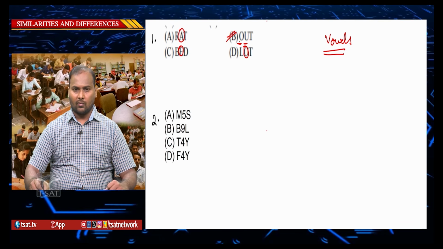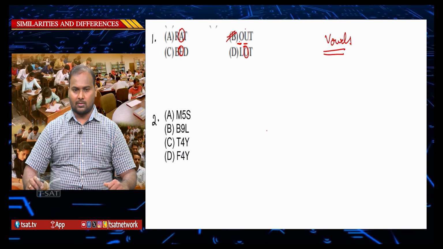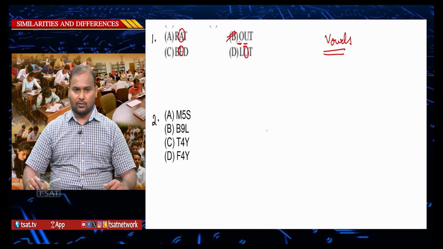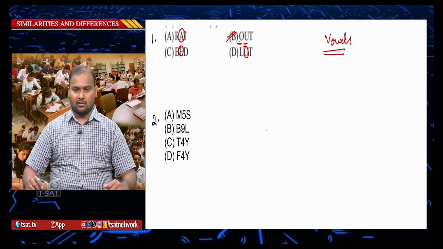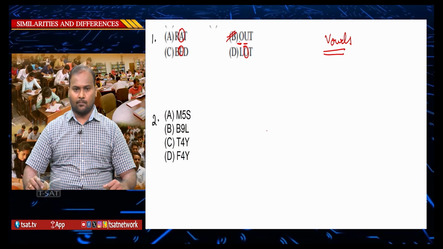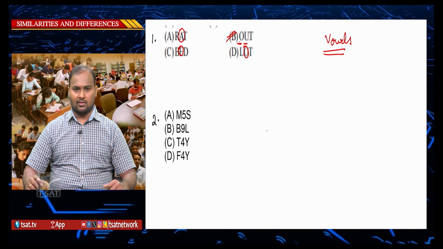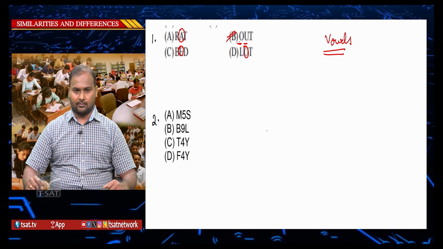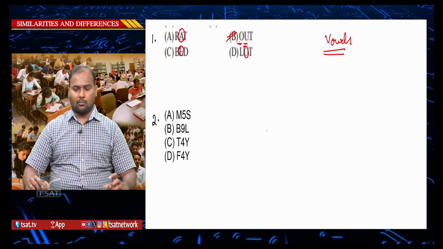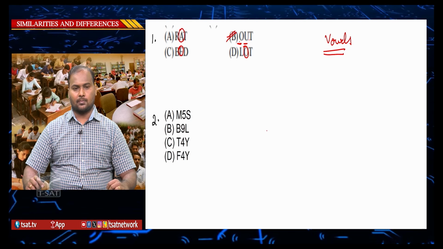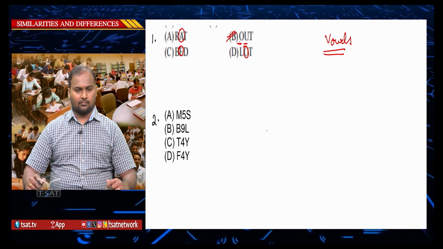I already said that once you are checking the vowels, you need to check how many there are. For example, in OUT, we have two vowels. At the same time, check how they are arranged. In the remaining three options, all the vowels are arranged at the center, but in option B, the vowels are arranged adjacent to each other. Okay, so this is about vowels and consonants. Let's see the next question.